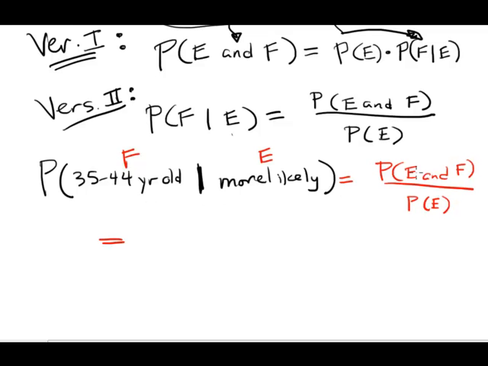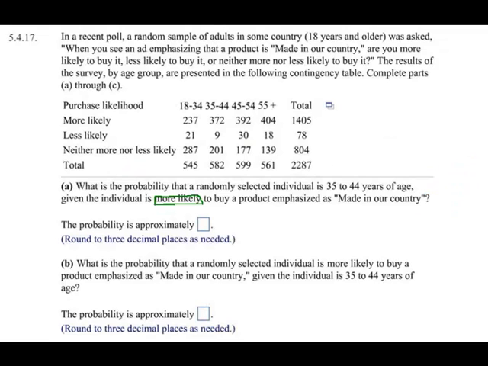What is the probability of E and F? What's the probability that we have a more likely person, who is more likely to buy locally, and they're between the ages of 35 and 44? So that's what my numerator is going to be. It's going to be an E and an F. Do you see that the 35 to 44-year-old is in this column right here, and more likely is in this row right here.